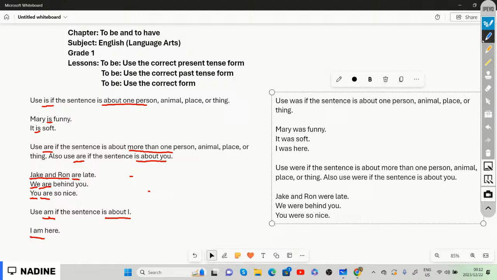So then if we go on to the past tense form, we can use was if the sentence is about one person, animal, place, or thing. And this is now in the past tense form. So we use was if the sentence is only about one person, animal, place, or thing.